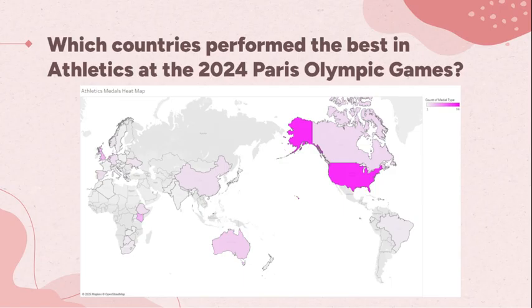Which countries performed the best in athletics at the 2024 Paris Olympic Games? This heat map zooms in on athletics performance by country. The darker the shade, the more medals won. The US is clearly ahead with Kenya in second, which lines up well with their well-known strength in long-distance events.